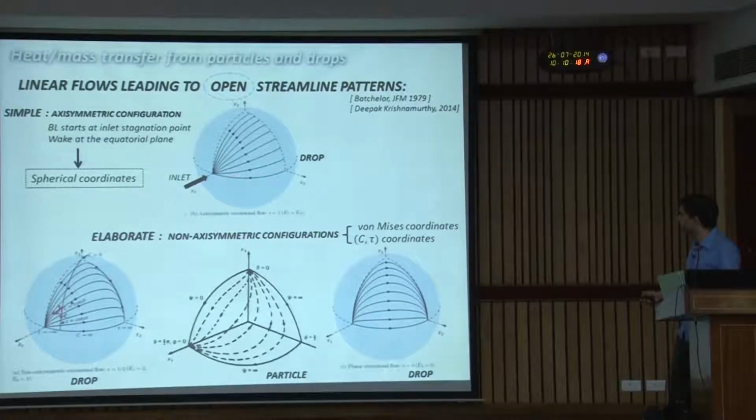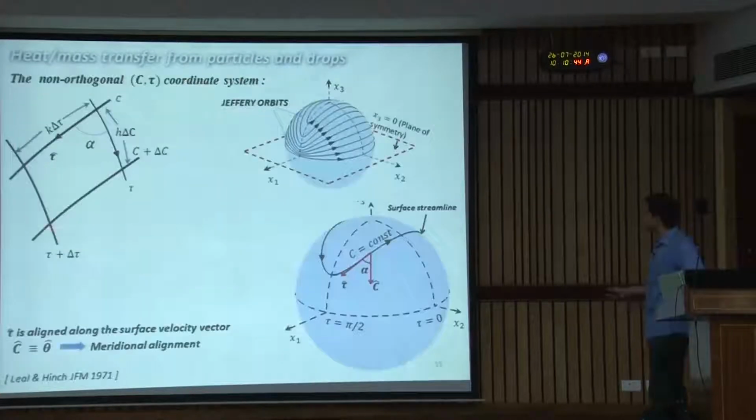Each C marks out a streamline or a Jeffery orbit, and tau is the time measured along that streamline. So tau is the analog of theta, and C is the analog of the streamline label, phi in this case. So you can do this. Like I said, John Hinch in a paper with Gary Leal first used this coordinate system in a very nice way, and I would really encourage people to look up that paper, JFM 1971. The nice thing, which makes it not trivial, is that the coordinate system is non-orthogonal.